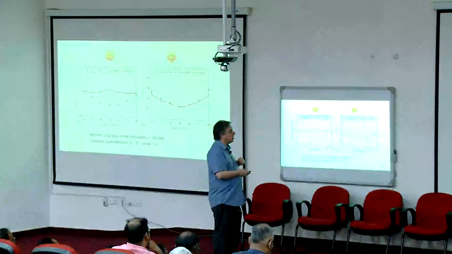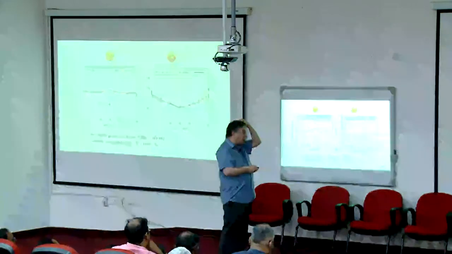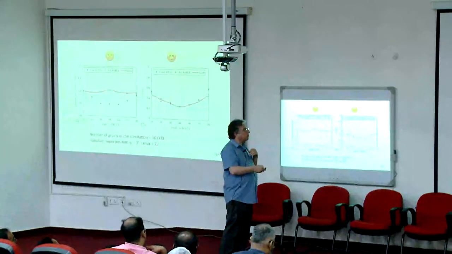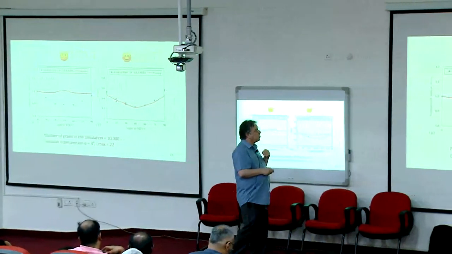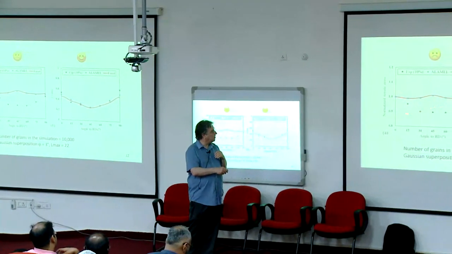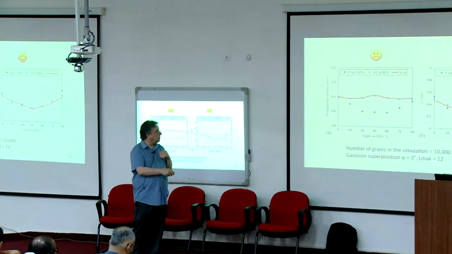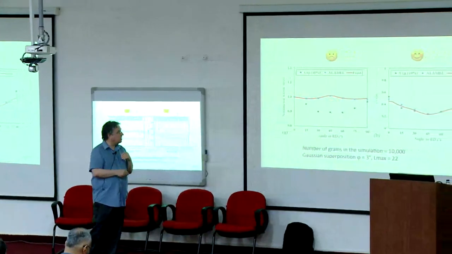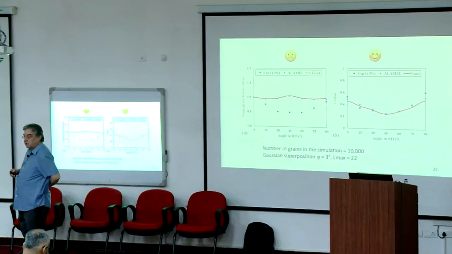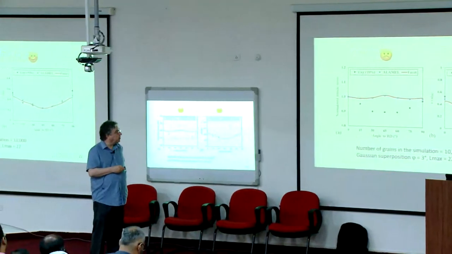However, it's not entirely all fun and happy, because the strength distribution, we don't get it very right. This is the yield strength evolution as a function of the angle with respect to the rolling direction, and you can see that it's not good. The prediction is not good. So there's still a lot of room for improvement, especially here.